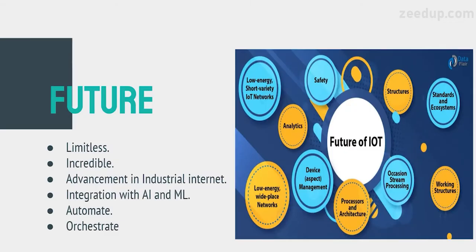So next, the future. I could say that it is limitless, obviously. The future of IoT is limitless and incredible. It also brings advancement in the industrial internet, because the Internet of Things deals with the internet. Fog computing and edge computing also transmit data via the internet only. Ultimately, Ethernet also transfers via the internet, Wi-Fi transfers via the internet, everything transfers via the internet.